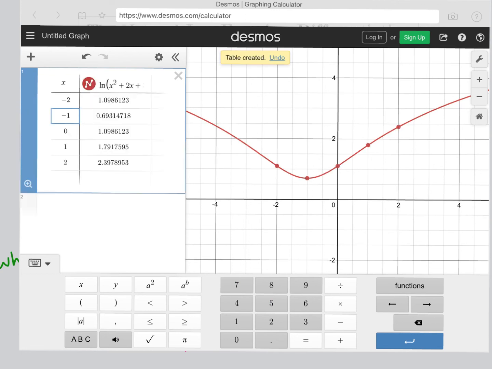Taking a look at the graph of this function here, we do see that we have a relative minimum at x equals -1, and its output, the natural log of 2, is 0.6931. So that is the relative minimum of the graph of our natural log function.